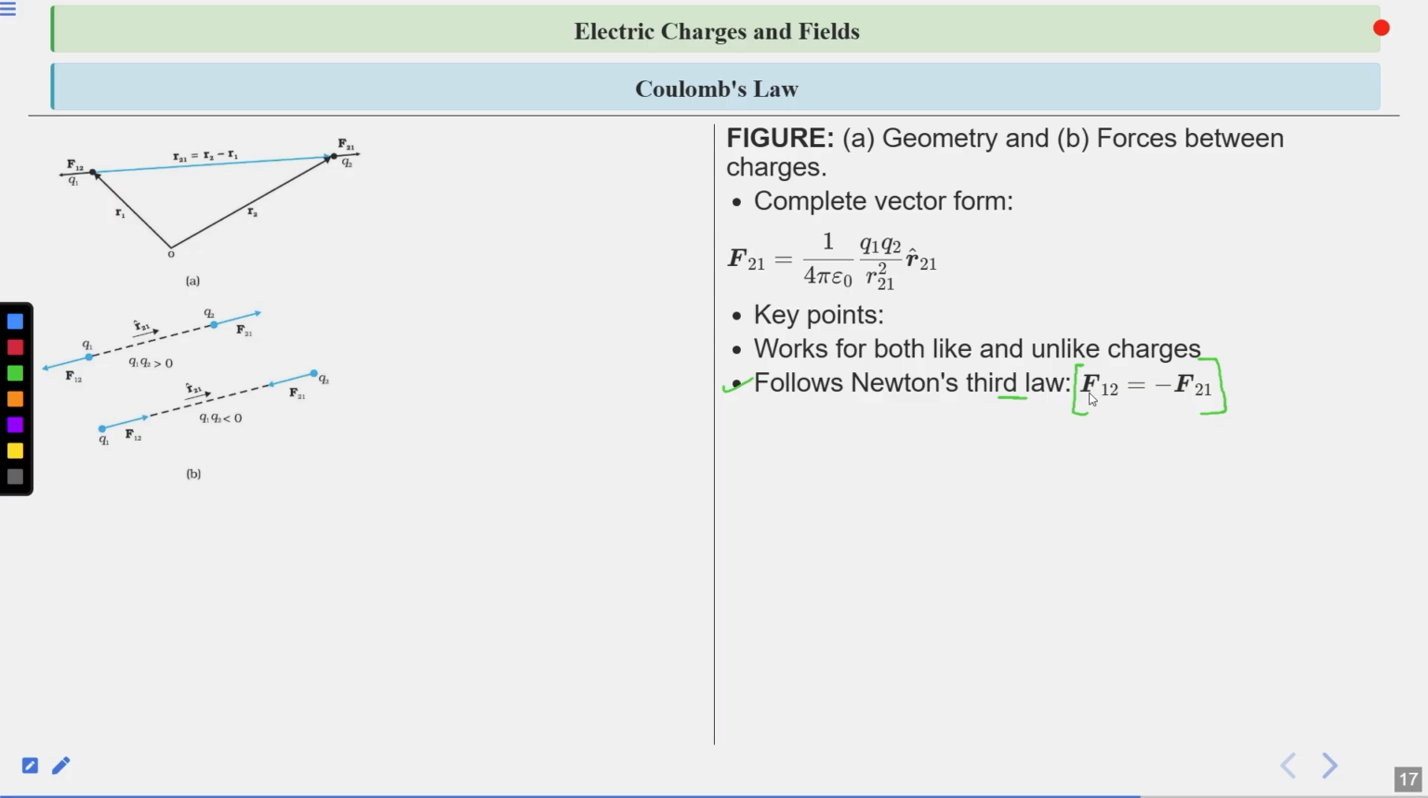Here, the magnitude of force on charge first due to second is equal to the magnitude of force acting on charge second due to first, but their directions are opposite. Look here, the directions are opposite, so the negative sign represents only direction in the vector form, and it is valid for charges in vacuum. So these are important points.